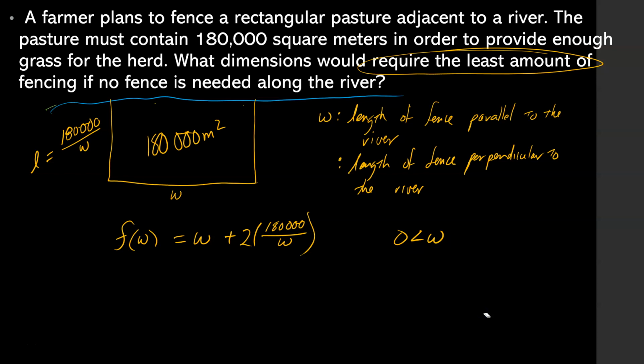So from there, the rest is pretty easy. Take the first derivative of F(W), and look for where that first derivative changes. What do we want? The least amount, so from negative to positive, and we should be good to go.